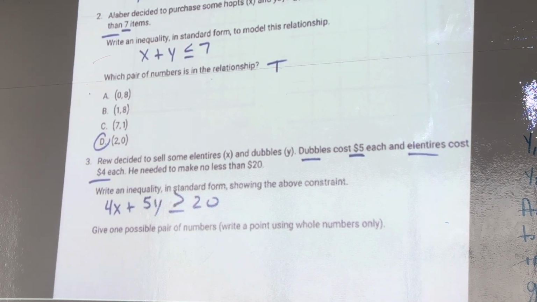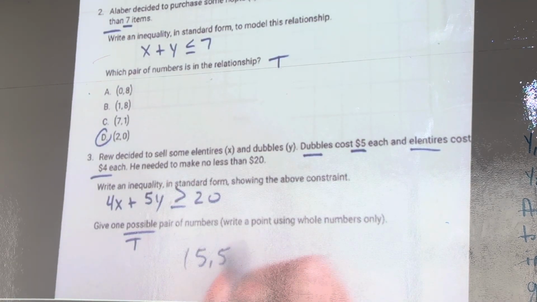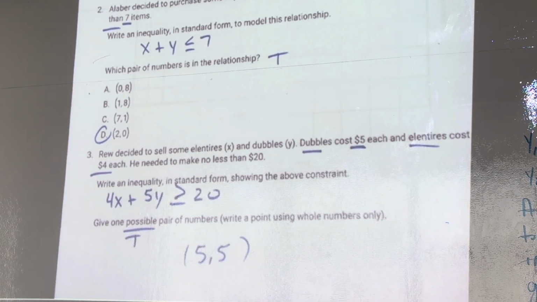And does anybody want to give me one possible solution? Possible means what? True or false? Anybody want to give me one possible true solution? 5 and 5. So 5 and 5, and 6 and 4. Greater than 20, so yeah, I agree. And then if you ever need greater and you need it to be true, just pick big numbers. 6 and 4 would work. 4 times 6 is 24, plus 5 times 4 is 20, so that'd be 44. So yes.